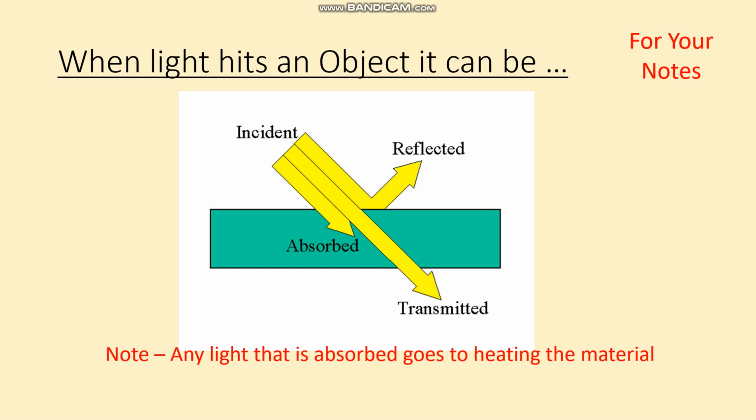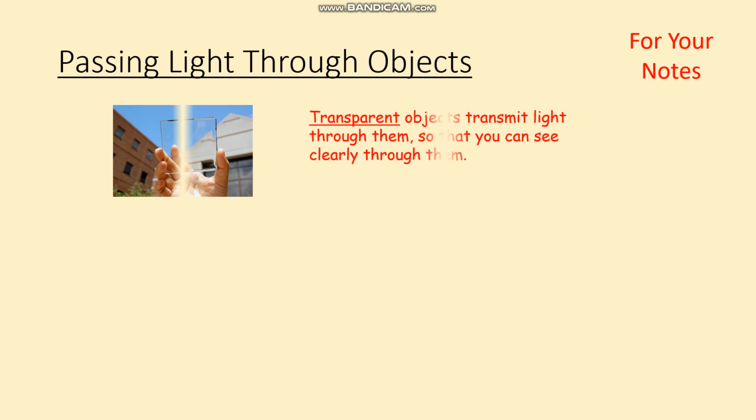Okay, lastly for your notes today, we're going to look at the terminology which describes what happens when light hits an object. So passing light through objects then, the first thing we talked about is if a material allows the light to be transmitted through it, so if most of that light gets through it, we say that the object is transparent. So for example, windows and clear plastic are all transparent materials.